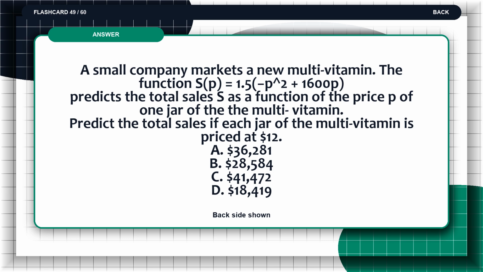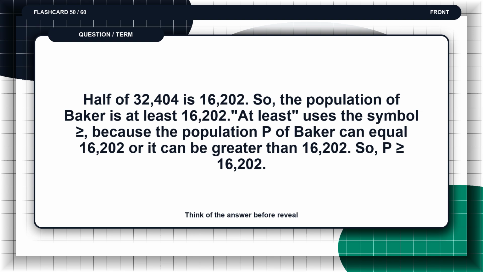A: $36,281. B: $28,584. C: $41,472. D: $18,419.